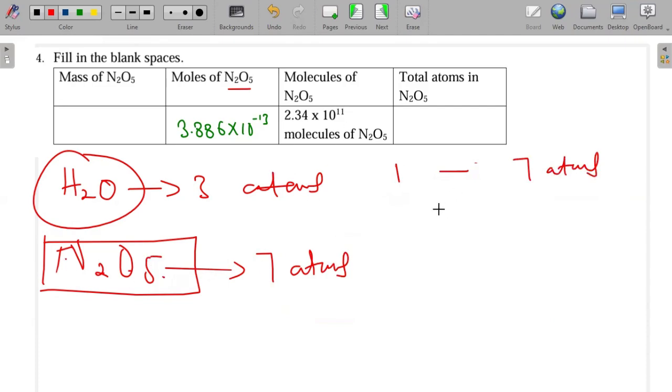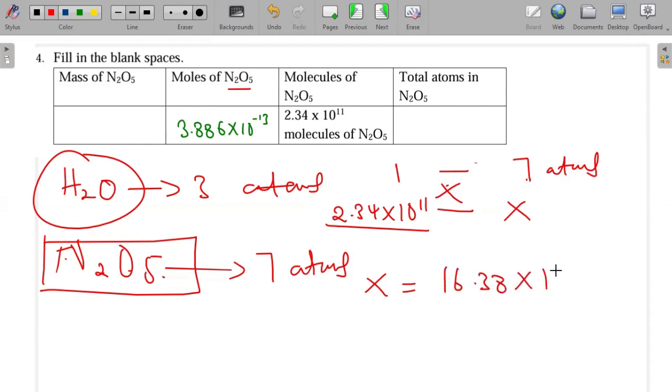So what if I have this number of molecules now? How many atoms am I going to have? Okay, so I have 2.34 times 10 to the power 11. And then here, the number of atoms I don't know. So I'm going to say X. So cross multiply, X is going to be equal to this number multiplied by 7. That number multiplied by 7. So what do we get? So I'm just going to multiply 2.34 multiplied by 7. I get 16.38 times 10 to the power 11 atoms.